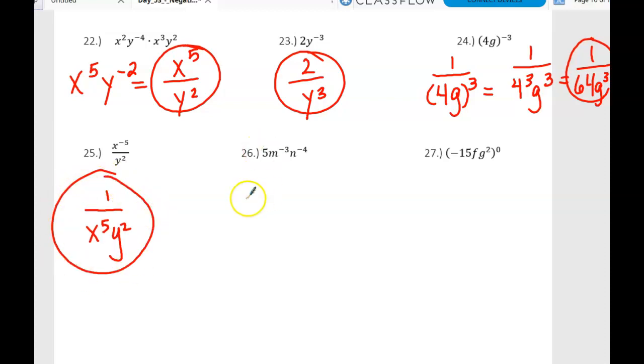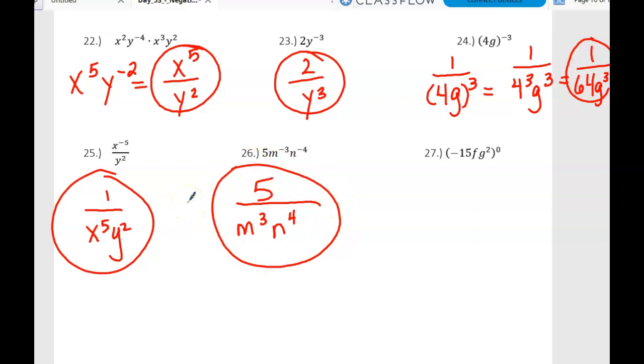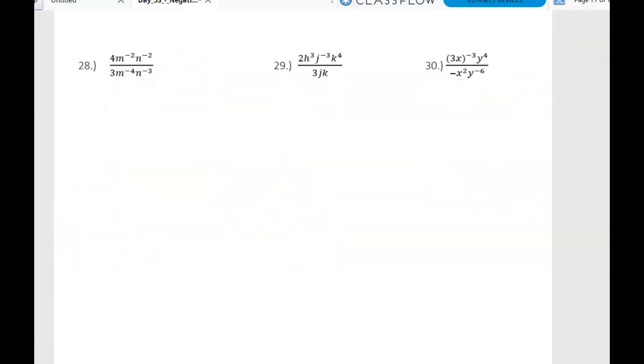And for 26, I'm going to start out, my 5 is going to stay in the numerator, and I'm just going to move my m to the 3rd and n to the 4th to the denominator. I take the reciprocal and make them positive. Okay, 27, anything to the 0 power is just equal to 1. And we're assuming that f is not equal to 0 and g is not equal to 0. Okay, because you can't take 0 to the 0 power. All right, the next few get a little more complicated. All right, let's take a look.